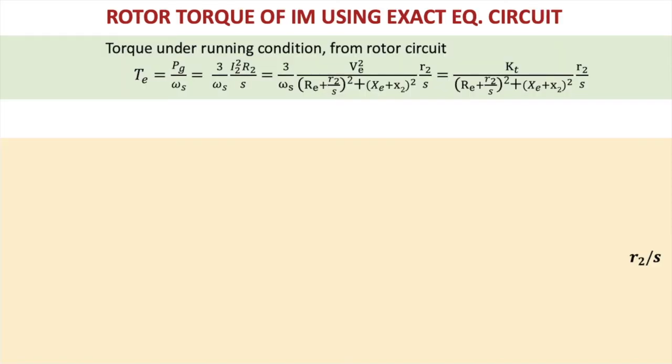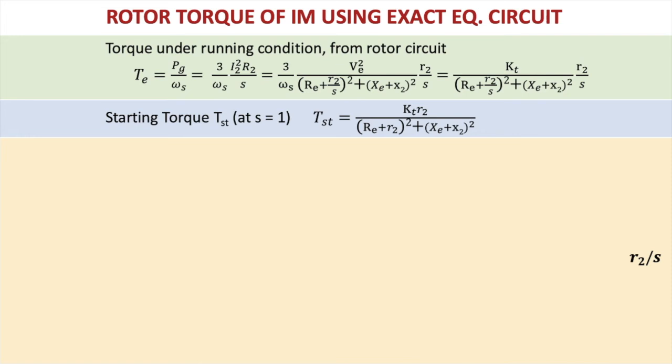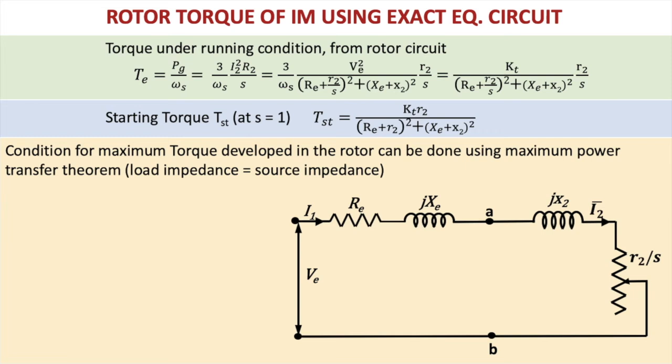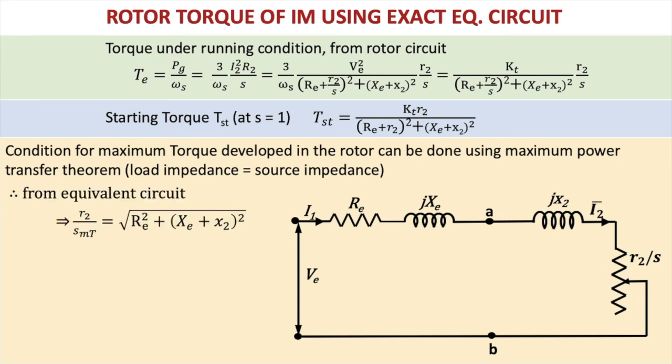Now we'll try to have the rotor torque equation with the exact equivalent circuit. Exact equivalent circuit means we'll take the Thevenin's equivalent, and in terms of the Thevenin's equivalent we draw the condition for the maximum torque with respect to the electrical part. As we say, when the source resistance is equal to the load resistance, then the power transferred is maximum. That is how the maximum torque condition is defined.